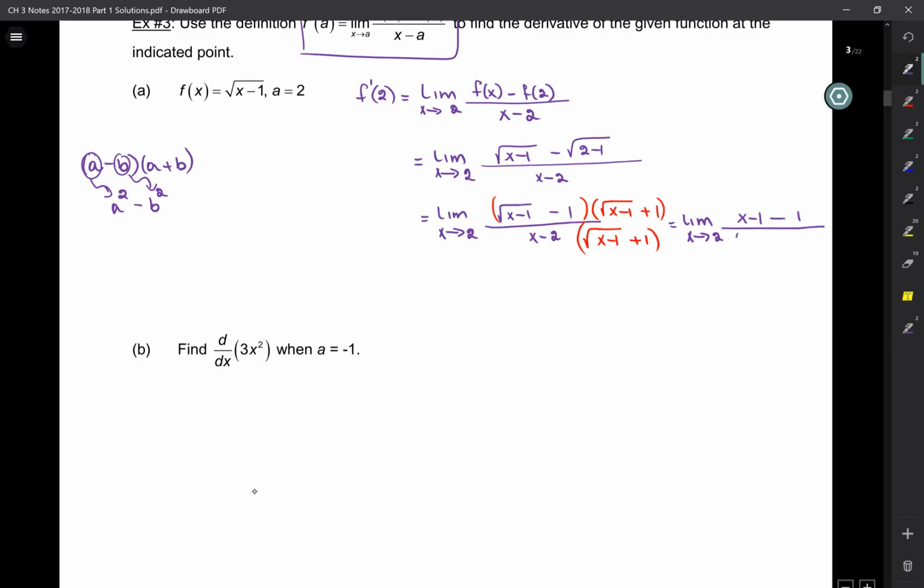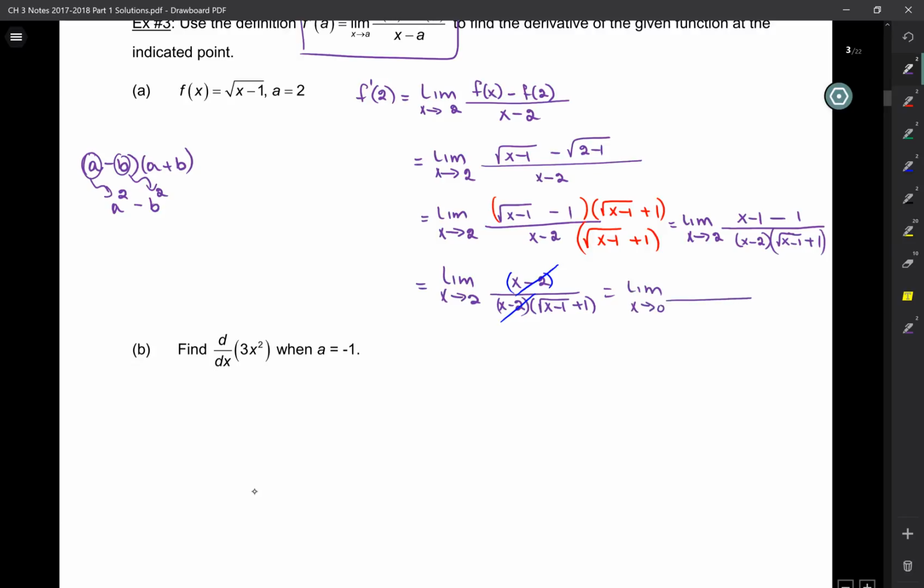On the bottom, let's not multiply, let's just leave it as is. Look at what's going to happen now. We'll be able to cancel some of that. It's x minus 1 minus 1, which is x minus 2. Okay, so what we got is the limit as x approaches 2 of x minus 2 over x minus 2 times the square root of x minus 1 plus 1. All right, what happens? The x minus 2's cancel completely, so this is the limit as x approaches 2.